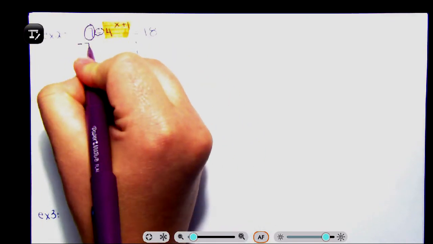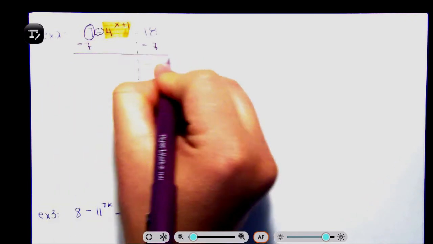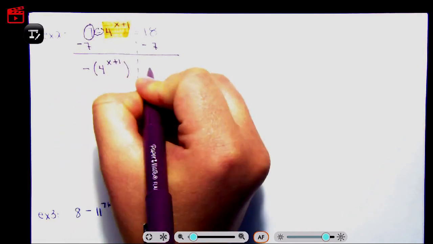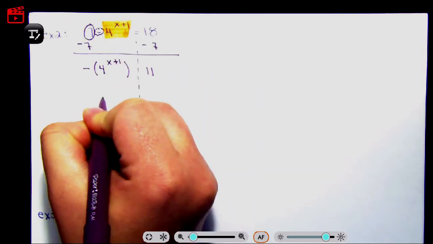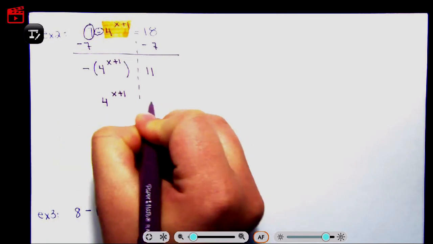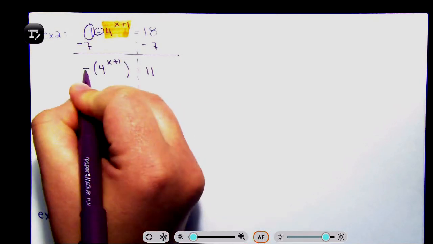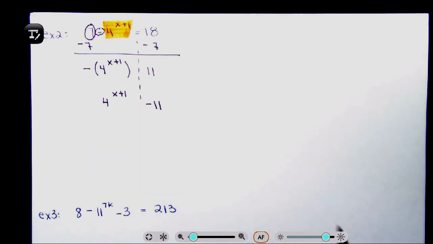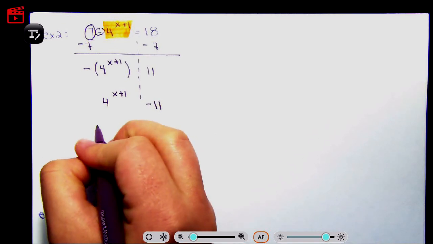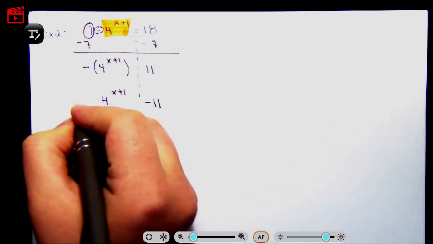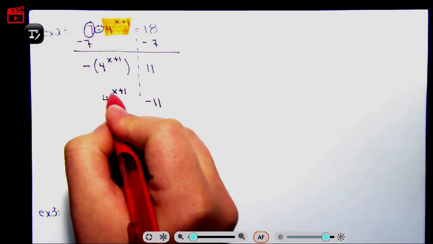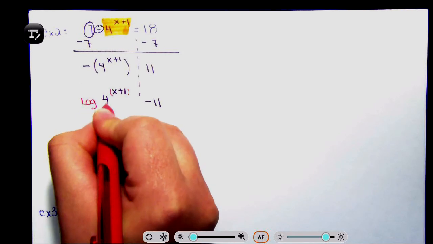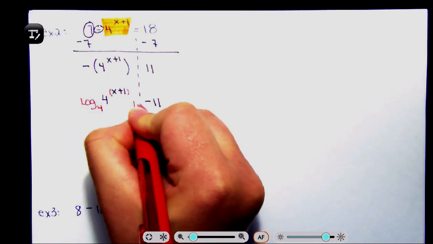So I'm going to first subtract 7. So I have a negative 4 to the x plus 1, and here I have 11. So now I have 4 to the x plus 1 power, which is equal to negative 11. What I did is I switched the sign, or you can say multiplied by -1 both sides, or divided by -1 both sides. Here we have to take the log of both sides. So recall, here's your b, here's your b to the x. So you're taking log, and this number here has to be your base, and you're doing that to both sides, log base 4.